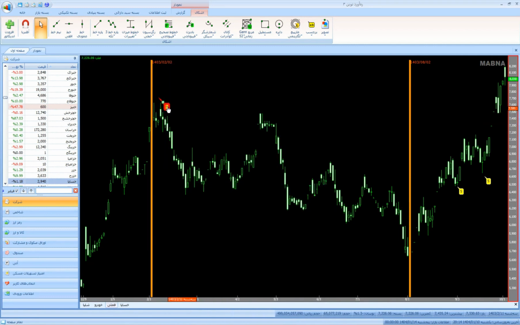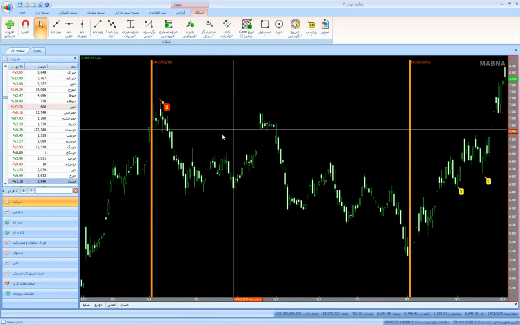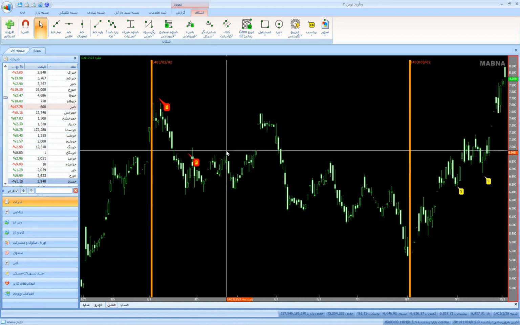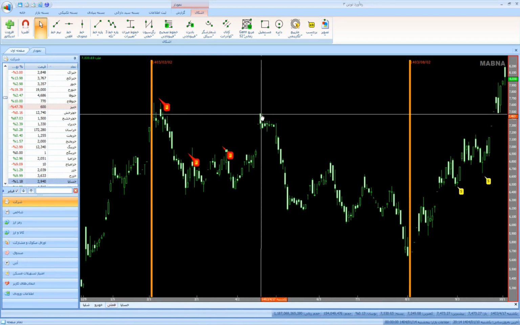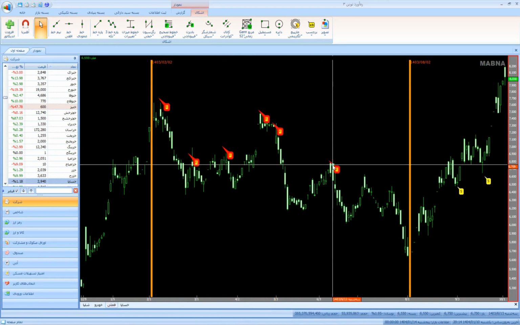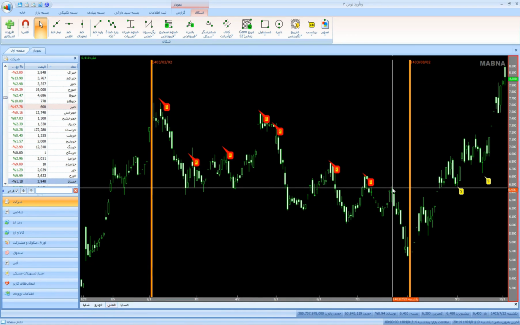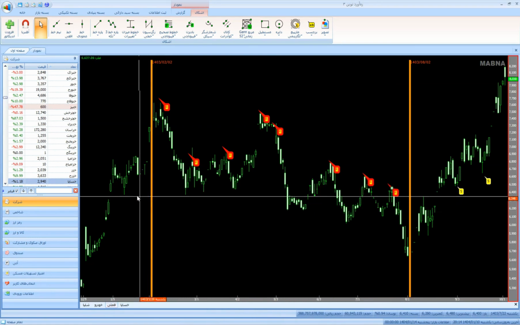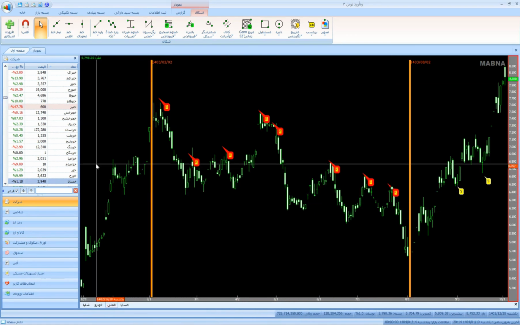Okay, I have one resistance here. My next resistance is this area. My next resistance is this area. My next resistance is this area, and this area, this area, and this area. Okay, we are seeing the resistances.